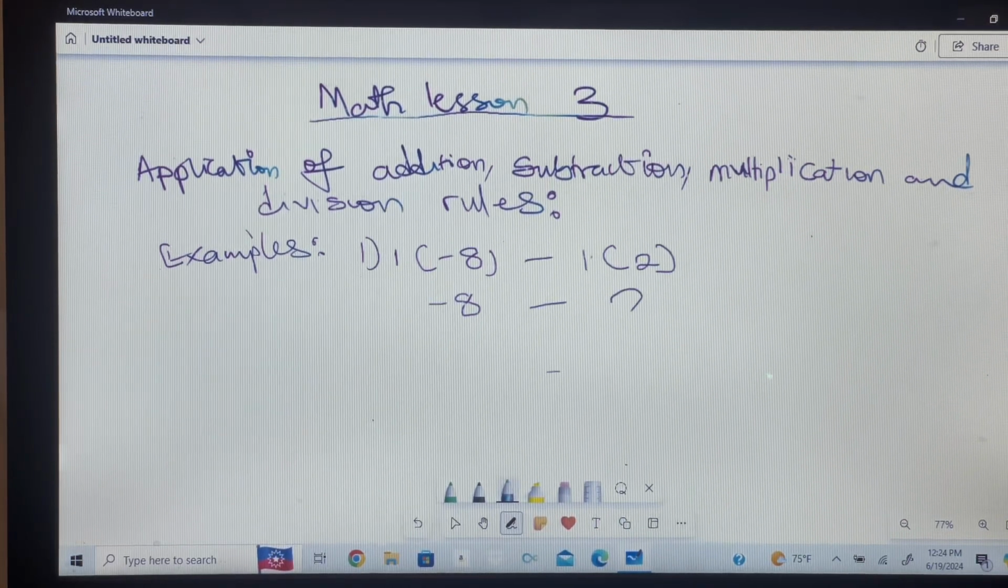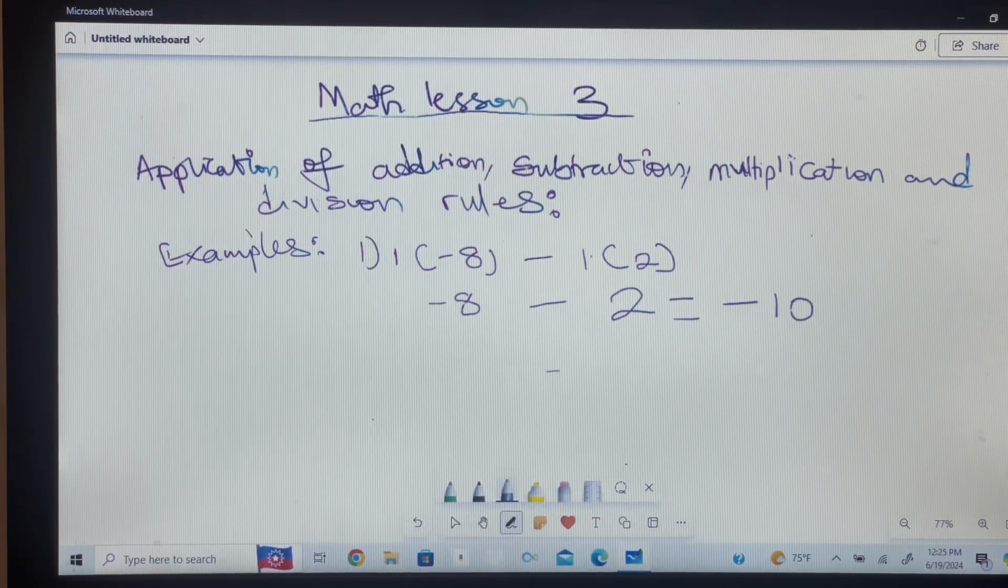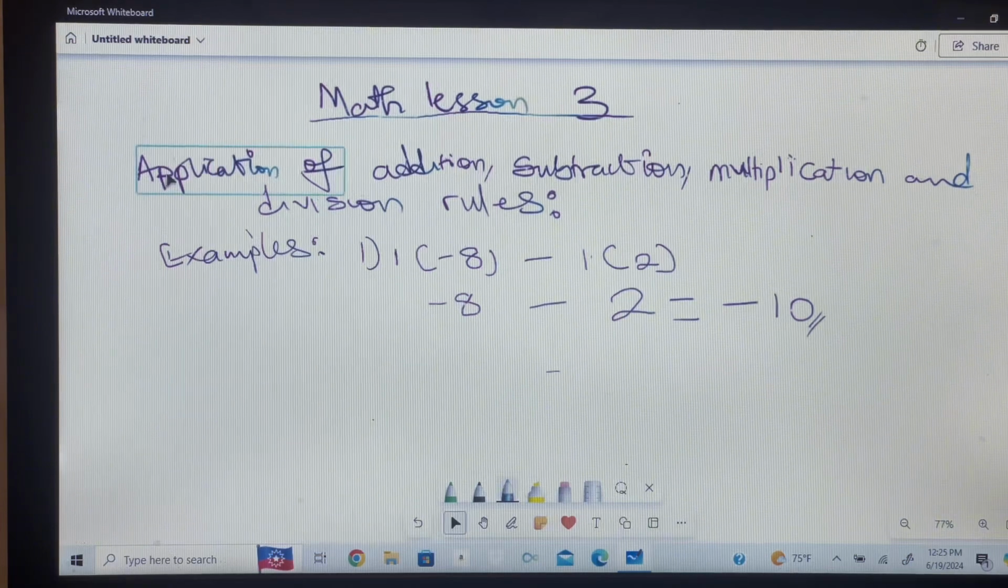Positive 2. So now we're going to use the addition rule. We have minus 8 minus 2. You remember what we discussed: when you have two numbers that have the same sign, you keep the sign and add the numbers. So we keep the sign, which is negative. 8 plus 2 is what? 10. So the answer is negative 10. So that's example number 1.